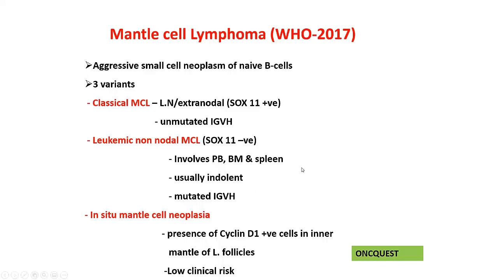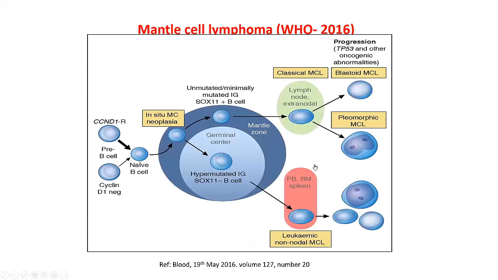Therefore, we must differentiate it from other lymphoproliferative disorders. Now, this is from WHO, where we find that these cells from the mantle zone, they proliferate. It may be a lymph nodal enlargement, or it may be extranodal. It could be a pleomorphic mantle cell lymphoma. It could be small cell type. It could be a blastoid cell type, or it could be limited to the peripheral blood, bone marrow, and spleen.